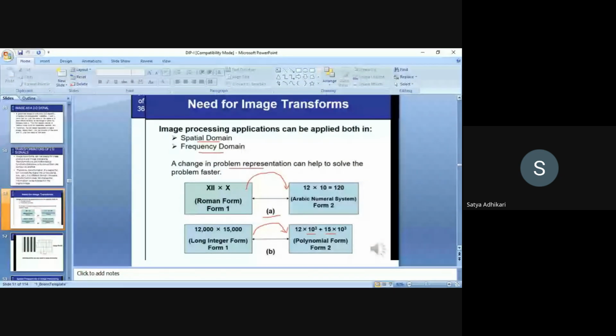Suppose there is a number in Roman form: XII into X, that is 12 into 10. If the question is given as XII into X, you have to convert this to your numeric system, the general Arabic numeral system. Once it is converted, XII to 12 and X to 10, we can multiply easily: 10 into 12 is 120.